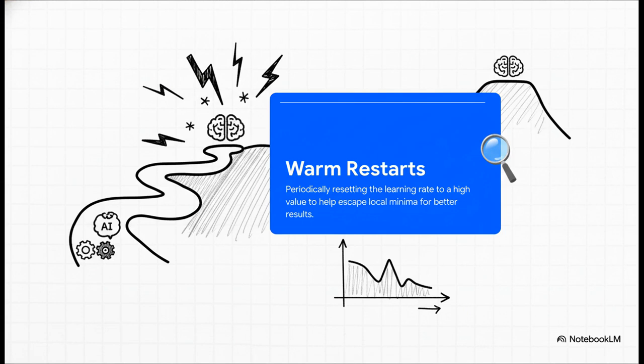Now, here's another issue. Sometimes our AI can get stuck in what's called a local minimum, a solution that looks pretty good, but it's not actually the best possible one. It's like thinking you've reached the top of a mountain, but you're actually just in a small valley, and the real peak is over the next hill. Warm restarts are how we fix that. By periodically resetting the learning rate to a high value again, we give the AI a little jolt that helps it jump out of those valleys and continue searching for an even better solution.